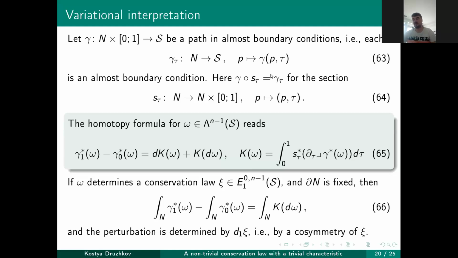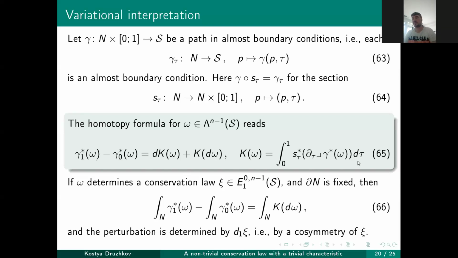Now we can use the standard homotopy formula. We can produce just a section of this form and write the standard homotopy formula for any differential form on S, sorry, on S, on a given regular system of differential equations. So the homotopy formula is given by formula 65 in this case, and consists of two terms. The difference between the corresponding pullbacks along two homotopic almost boundary conditions is given by this combination, just as usual. K of omega is given by this formula.